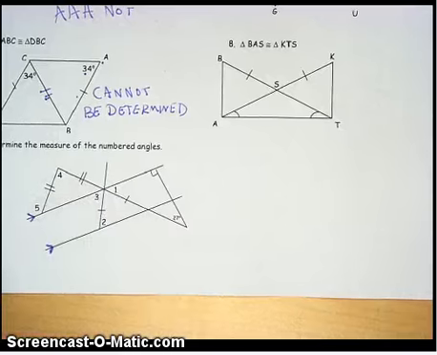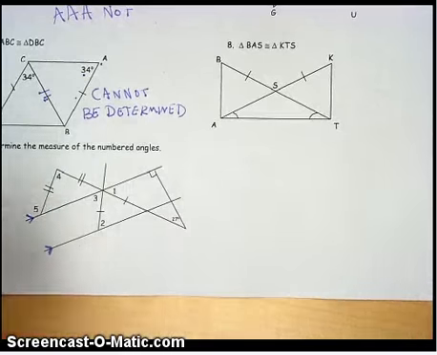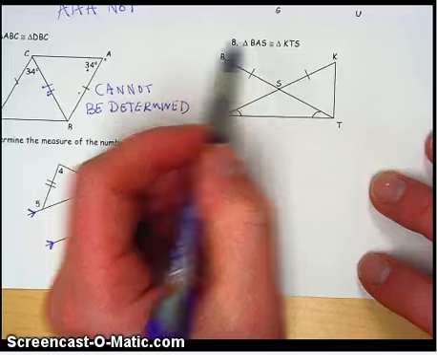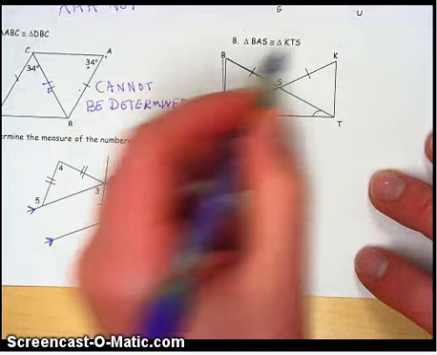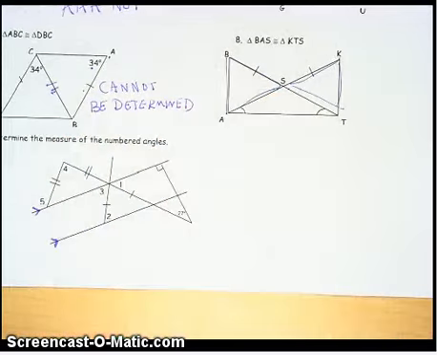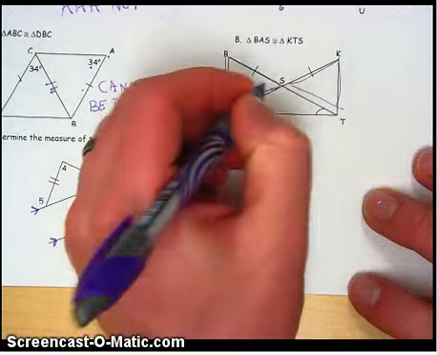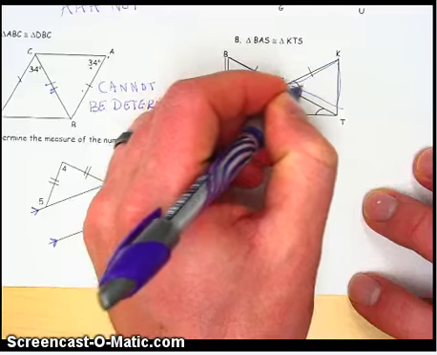And then I gave you one more. This is a lot like one that we had in our homework. We want to find out if BAS is congruent to KTS, so those two triangles there. Well, you've been given these two sides the same. We know that S is the same on both because they're vertical.